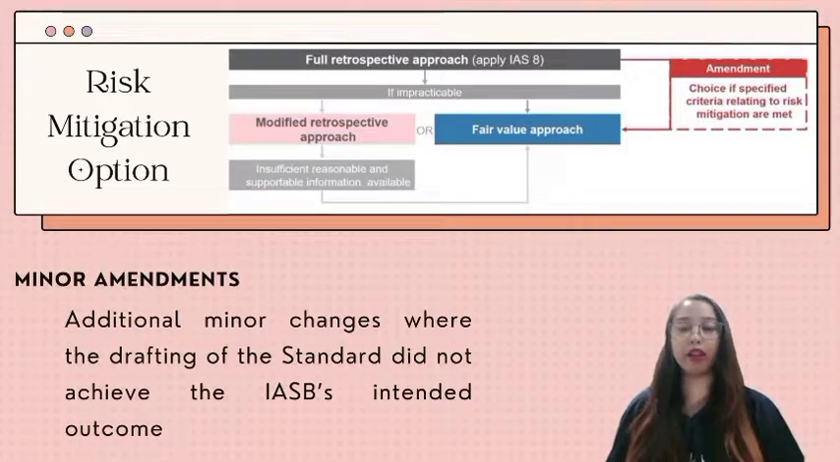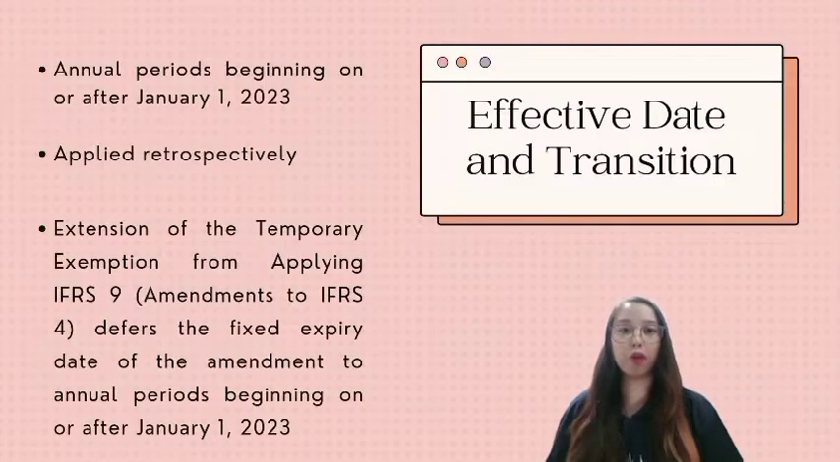Meron din pong mga minor amendments dito. Yung mga minor amendments po na to, kinaklarify nila yung mga requirements po sa standards and nire-resolve po nila yung mga unintended consequences sa drafting. Yung mga minor amendments po na ito ay naka-note po sa amendment basis of conclusion of IFRS 17. So next naman po is about the effective date and transition daw po ng mga amendments.